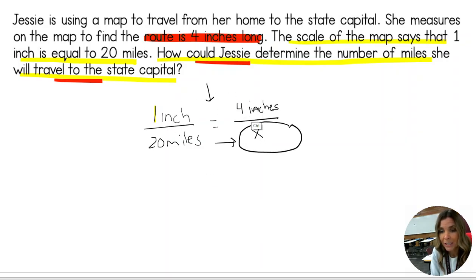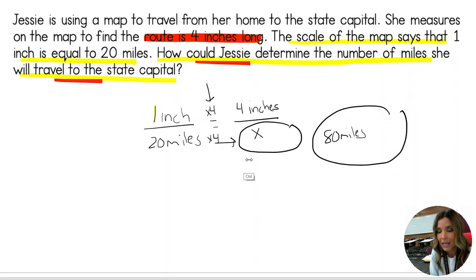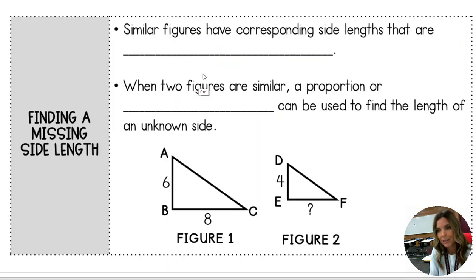So we want to create equivalent fractions. To go from 1 to 4, we're going to have to multiply by 4, which means the 20 is also going to have to multiply by 4, which ends up giving us 80 miles. Okay, so we were able to use the scale of the map and what we know about scale factor to figure out the number of miles she's going to travel to the state capitol. Okay, so let's go to the next part.